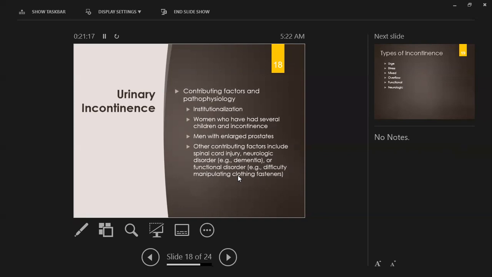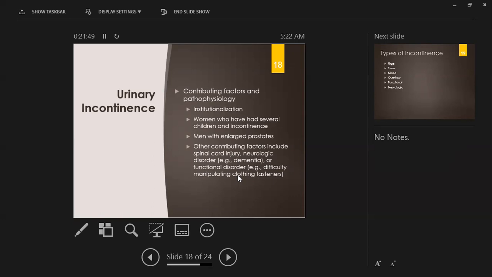Women who have had several children have an increased incidence of incontinence due to muscular tone. Right, we know that the tone is decreased, and therefore the woman is not able to control her reflexes as well. Especially the external sphincter may be dilated, allowing some leakage. Men with large prostates are at an increased risk for urinary incontinence as well. They're not able to fully drain the bladder, therefore they're more likely to dribble.